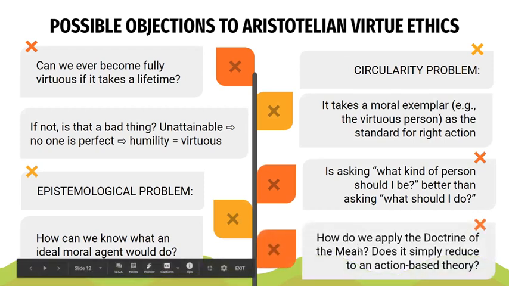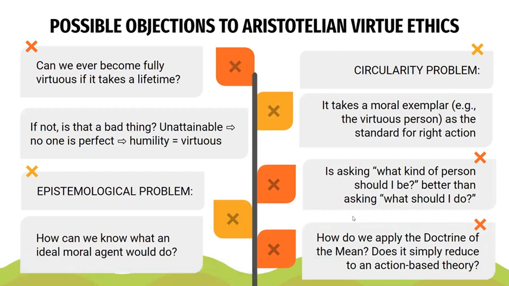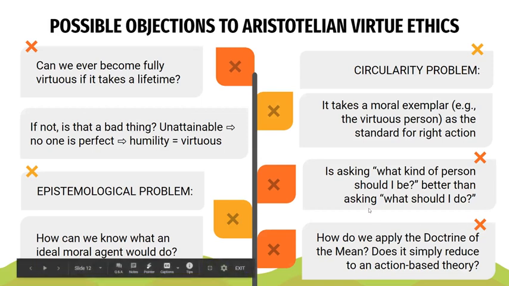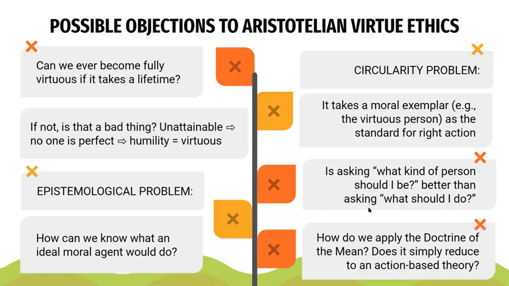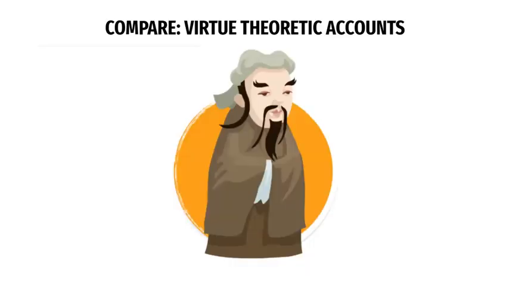This is, I think, perhaps the most motivating criticism: to essentially claim that perhaps virtue ethics reduces to an action-based theory, that if we're trying to figure out how to apply the doctrine of the mean, that just is essentially an action-based theory, right? Applying the doctrine of the mean in some case is potentially just an action-based theory. That's not necessarily the case if you ask certain virtue ethicists, but it is a possible objection that they're going to have to respond to.